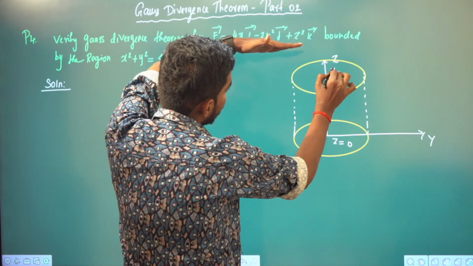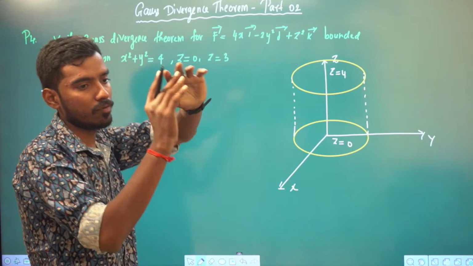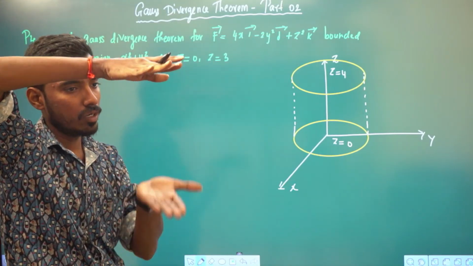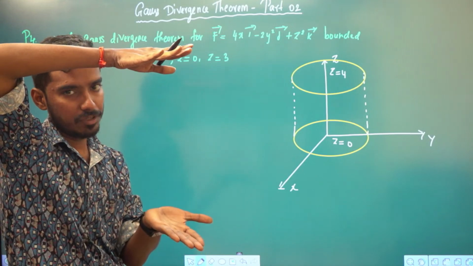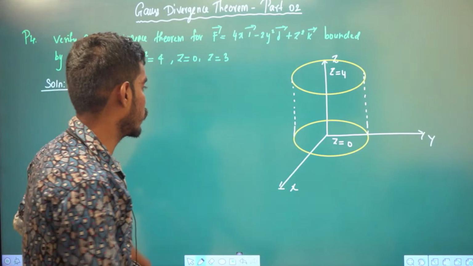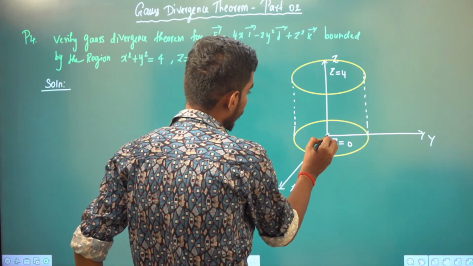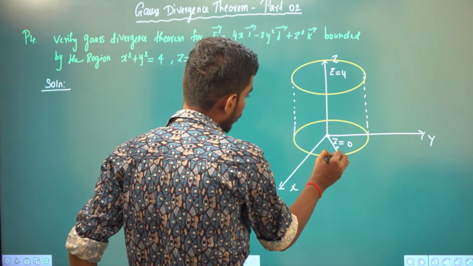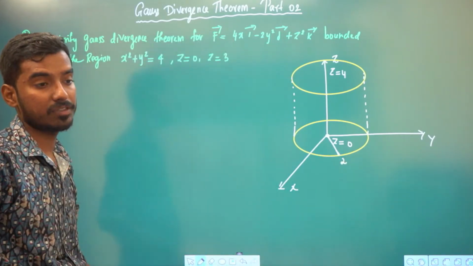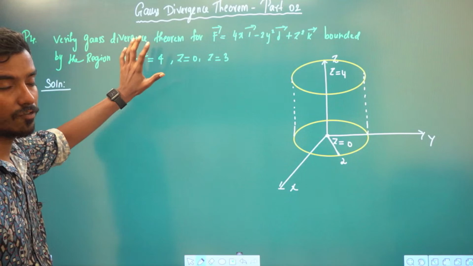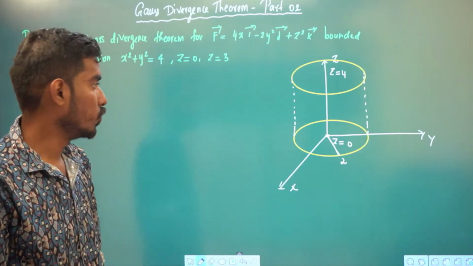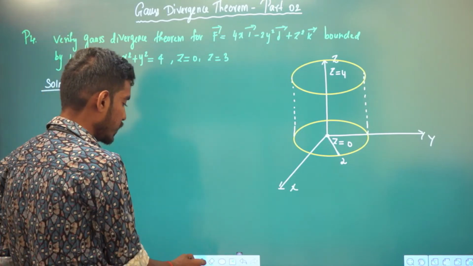Imagine this is a 3D surface. We have our upper circle bounded by z is equal to 4, and the lower bound is z is equal to 0. Inside this we have x square plus y square is equal to 4. That means this is a circle in the xy plane with radius 2, because x square plus y square is equal to r square, the equation of a circle with center 0 comma 0 and radius 2. So this is the same as the previous problem.